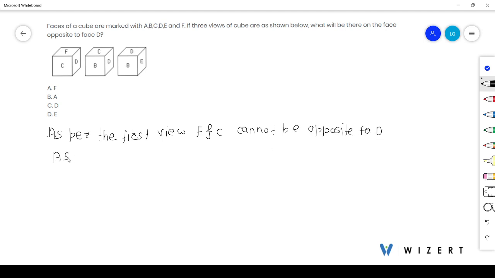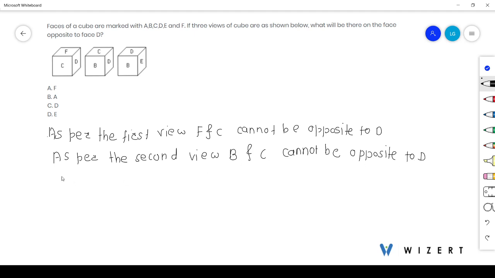Then as per the second view, B and C cannot be opposite to D because these are adjacent to D.